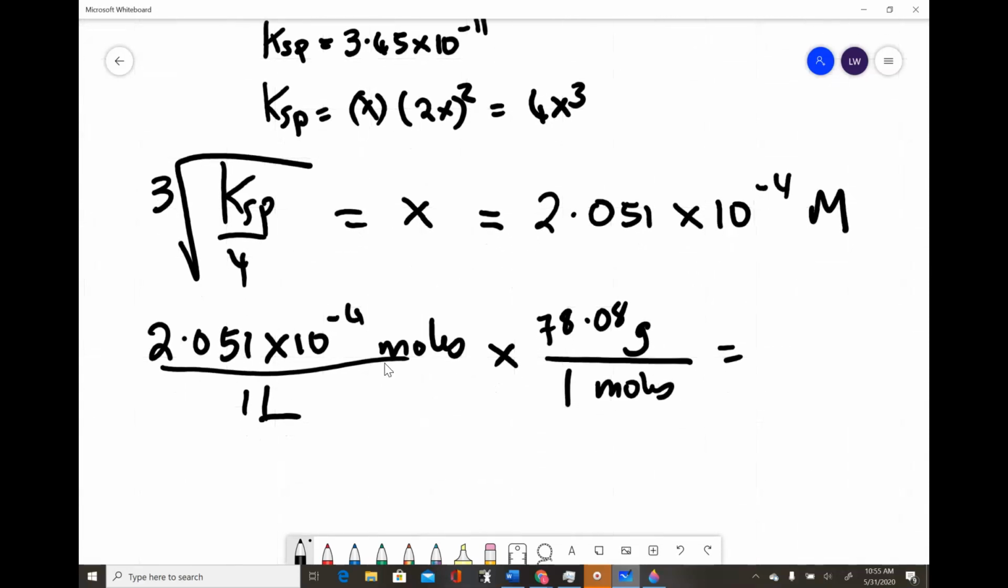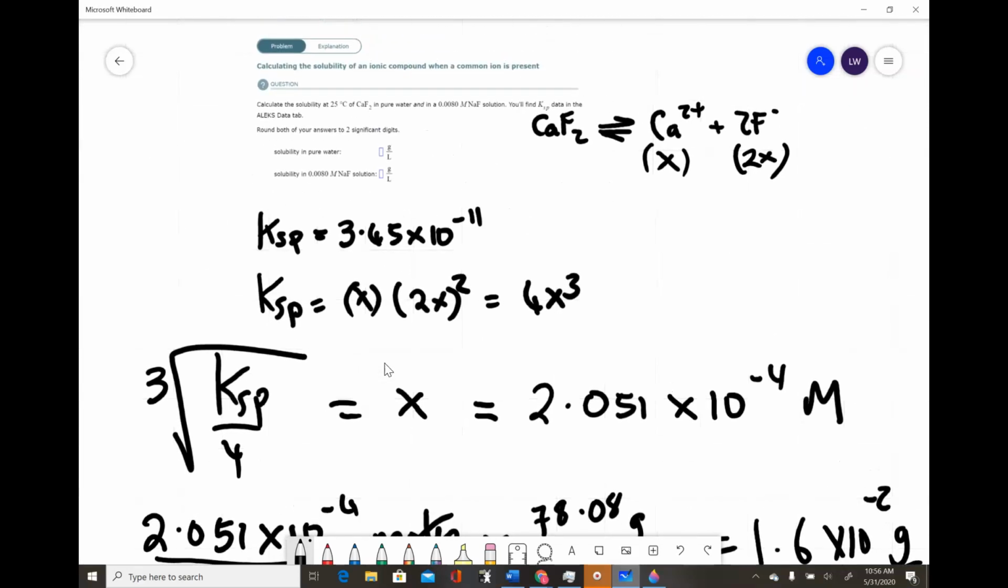So let's see what we got here. This ends up being 1.6 by 10 to the minus 2. Moles is gone, grams per litre. And so that's my answer for the first part of this question. It is 0.016 grams per litre.